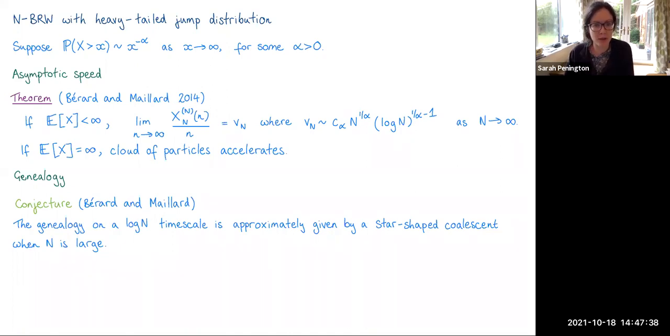What they don't show is the behavior of the genealogy. But what they conjectured is that the genealogy of a sample of particles on a log n timescale is approximately given by a star-shaped coalescent when capital N is very large. So this is a different timescale to what's conjectured in the light-tailed case. In the light-tailed case, it's conjectured to be a log n cubed timescale.